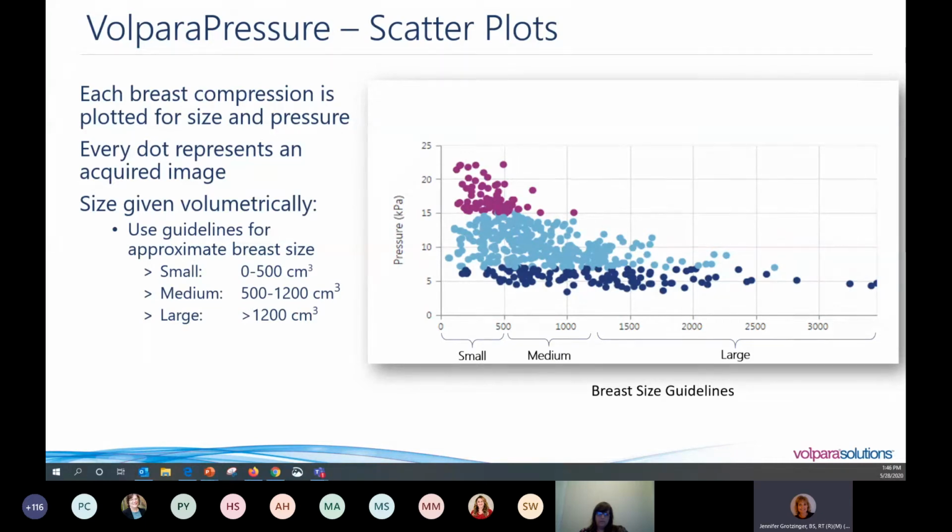Your smaller patient breast sizes are going to fall between 0 and 500. Your medium or average breasted patients are going to fall between 500 and about 1200. And then your larger breasted patients are going to be in the 1200 and greater area. So when you're looking at these scatter plots, whether you're on the technologist dashboard or the lead technologist dashboard, keep these numbers in mind because they will help you identify which patients you are over or using high compression, target compression, or low compression on, and will help you to adjust from there.